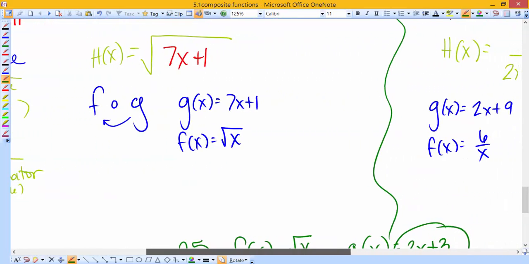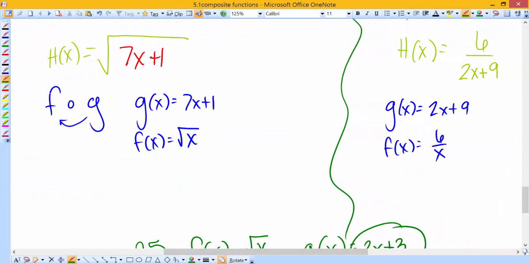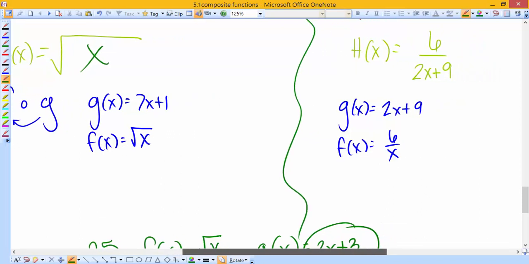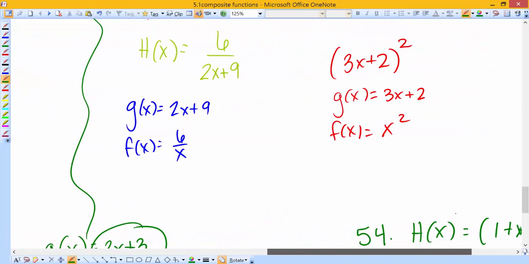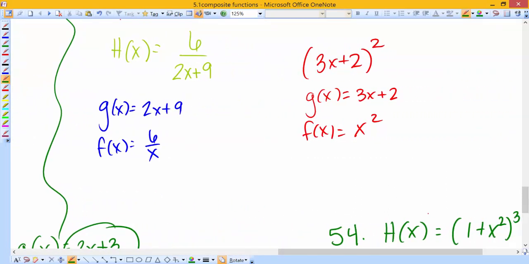Just in case you need a little extra support with that, here's an example of a square root. I have a square root of 7x plus 1. What is inside? The 7x plus 1. That's my g of x. If I take away that 7x plus 1, what had to be there? Just an x.